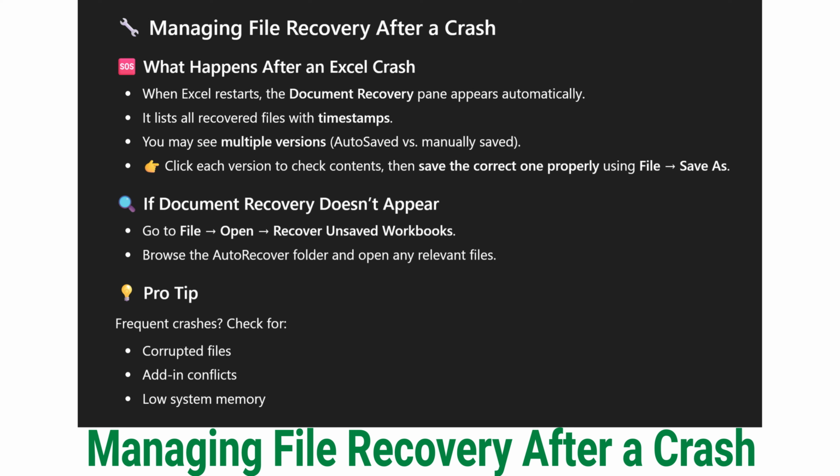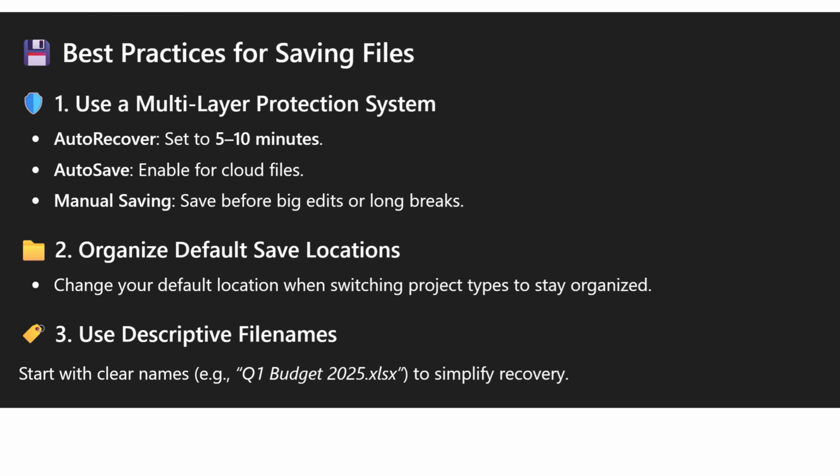If you don't see the document recovery pane when Excel reopens, you can manually access recovered files. Click File, then Open, and then look for a button that says Recover Unsaved Workbooks at the bottom of the Recent Files list. Click this, and Excel will show you the folder containing auto-recovered files. You can browse through these and open any that might contain work you need to recover. Let me give you a pro tip. If Excel crashes frequently, it's worth investigating why. It could be due to corrupted files, conflicting add-ins, or insufficient computer memory. Address the root cause rather than just relying on AutoRecover to save you repeatedly.